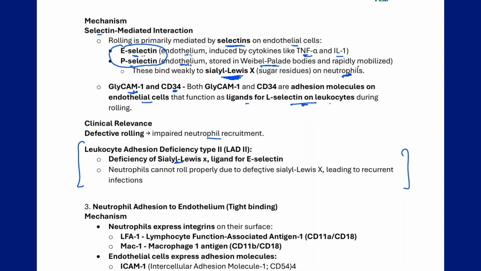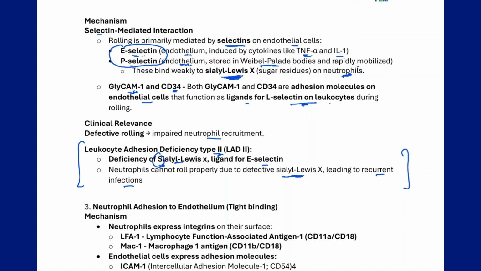As we mentioned, this sialyl Lewis X is the ligand for our E-selectin, so that's what the E-selectin is going to bind to. So the neutrophil cannot roll properly due to defective sialyl Lewis X, leading to recurrent infection. Remember, leukocyte adhesion deficiency type 2 is due to the deficiency of sialyl Lewis X. The way I remember is S like secondary, or second. So that's why I know that it's affected in leukocyte adhesion deficiency type 2.